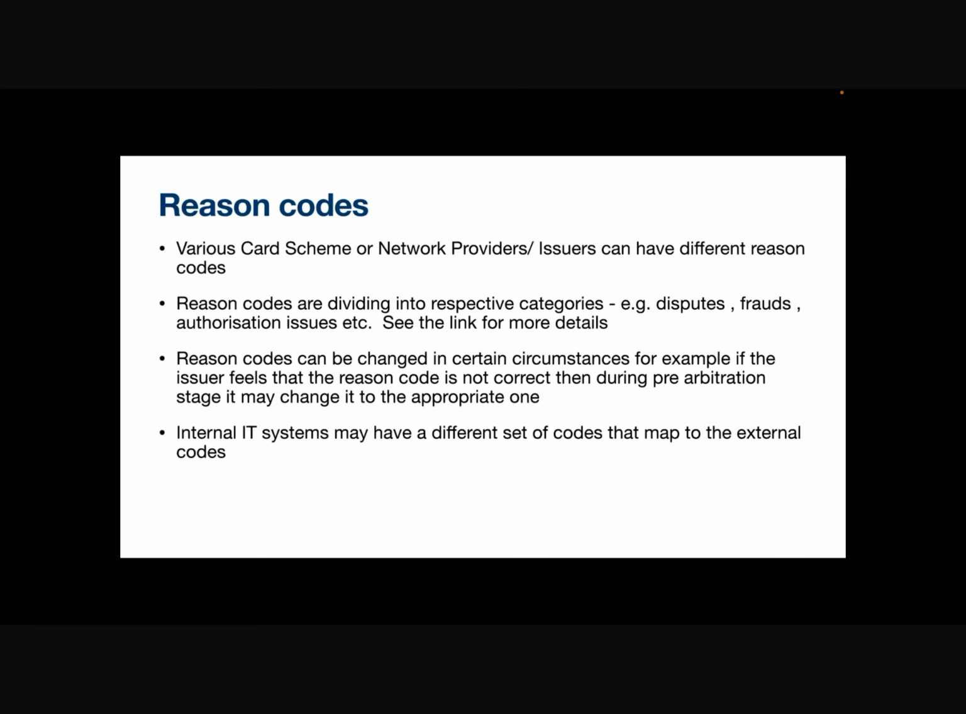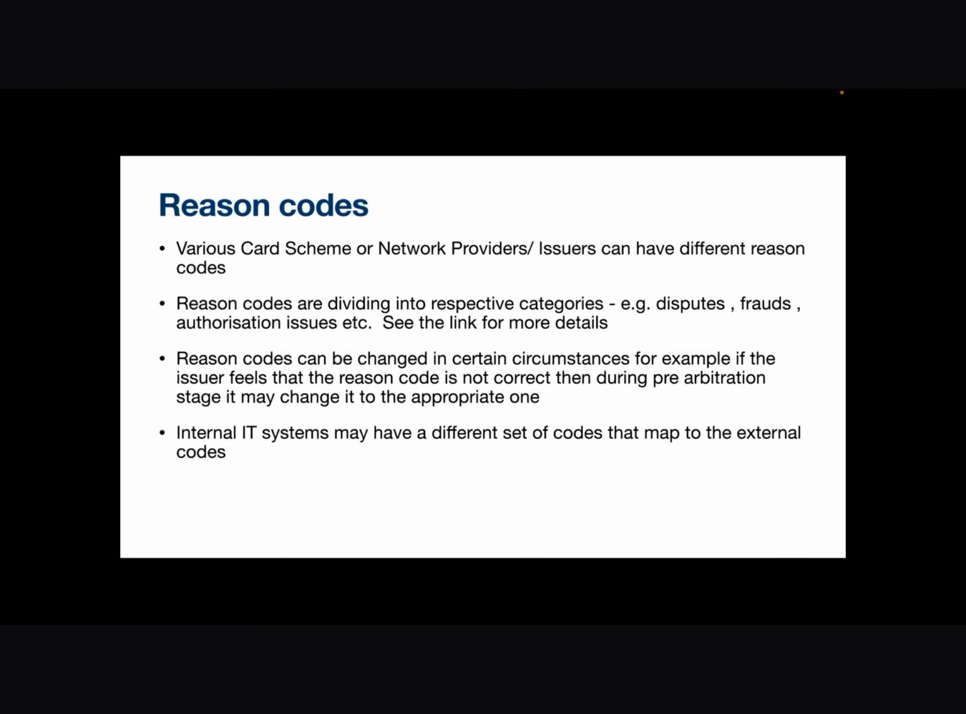Reason codes can be changed in certain circumstances. For example, if the issuer feels that the reason code is not correct, then during the pre-arbitration stage, it may change it to the appropriate one. So it's not that once the reason code has been identified as XYZ, it cannot be changed. When a reason code has been initially assigned to a particular disputed transaction, that's the initial assessment. And when there is a series of conversations and exchange of messages between the other parties, it could be that one of the parties decides that the reason code now should be changed because there is enough proof that the earlier provided reason code was not correct.